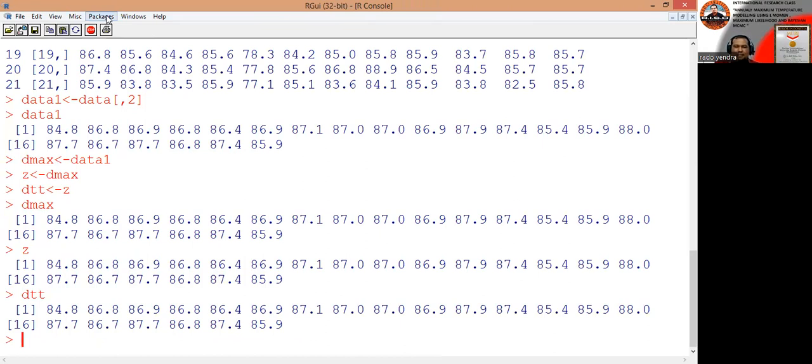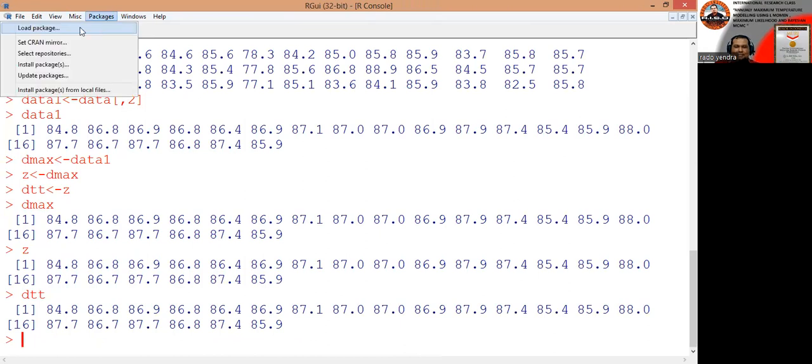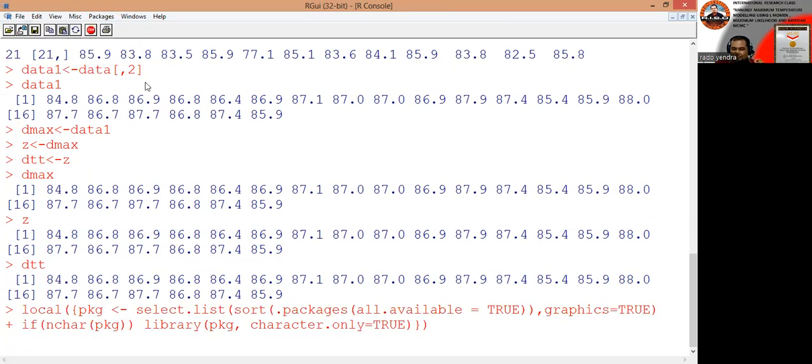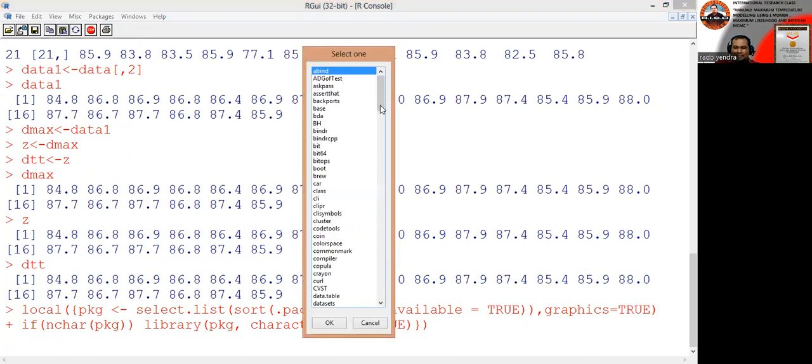You can check here. You can come to the package. You can click the load package. After you click the load package, you can check there are some packages. We need the lmom package. So you can see here, there is the lmom package. If in your computer or your laptop, you can find the lmom, it means you succeeded in installing the lmom package.